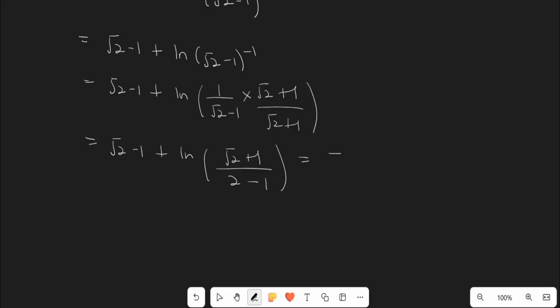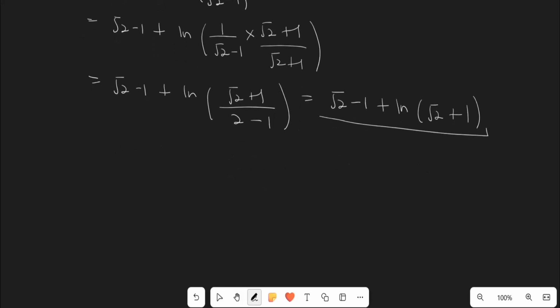And this one really simplifies to root 2 minus 1 plus the natural logarithm of square root of 2 plus 1. So this is the answer that MIT gave for this integral. So that is the value of our beautiful integral up there.